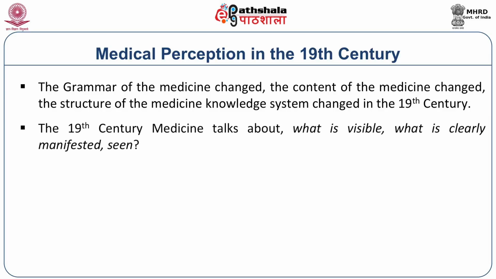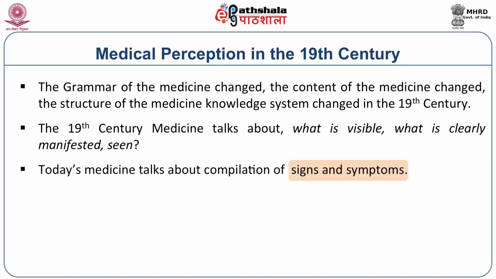So, it is to identify the problem, to identify where the disorder is located. Each of our anatomical organs is disconnected, fragmented, separated, rather than looking at the person as a holistic entity. So, 19th century medicine today talks about what is visible, okay, what is clearly manifested, seen; that is more important. If there is something visible, a characteristic that indicates your disease, and therefore modern medicine talks about the compilation of signs and symptoms.